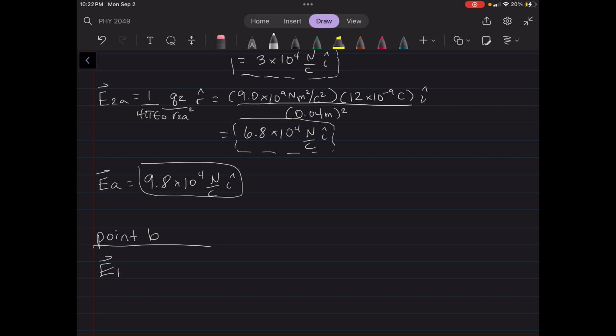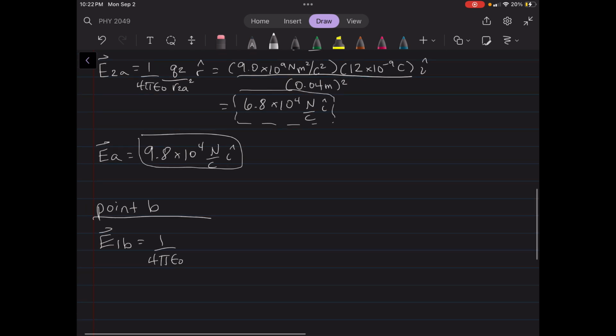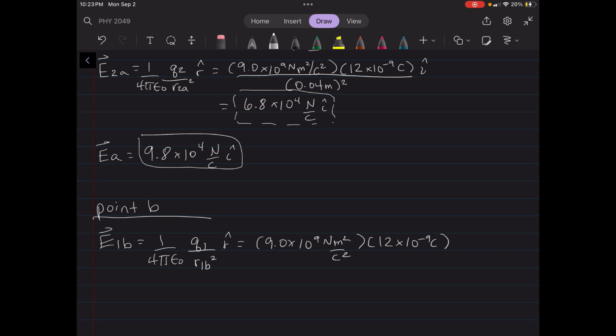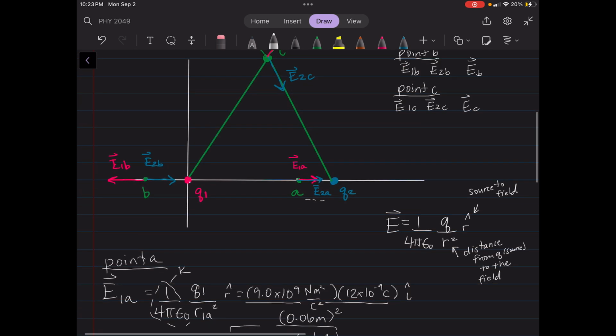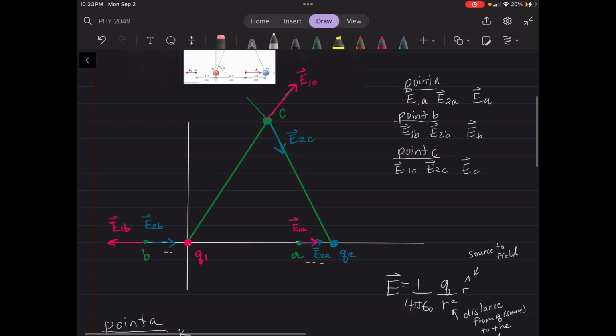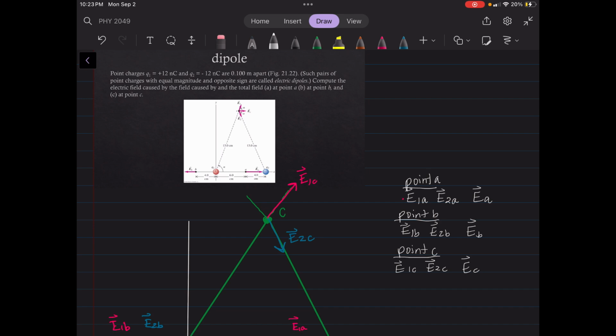Electric field due to Q1 at point B. I'm going to get tired of writing 1 over 4 pi epsilon naught, I bet. But we're just going to keep doing it. So that's Q1, R1B squared, R hat. Okay, Q1 is 12. Keep my magnitudes. All right, R1B, the distance between Q1 and point B, that's the little distance right here. On my picture it is 4 centimeters.